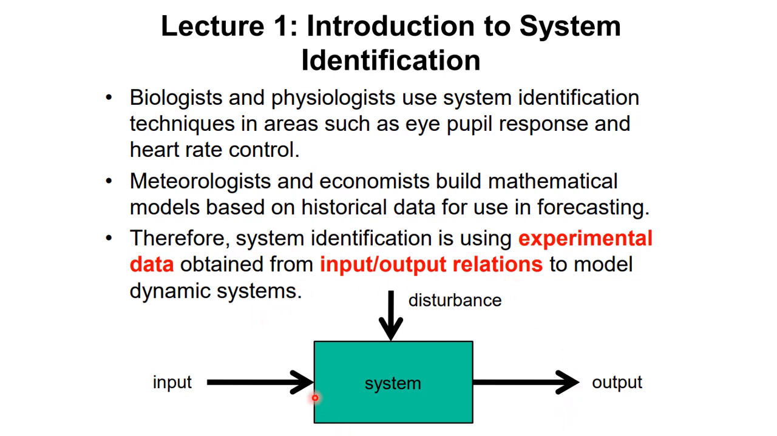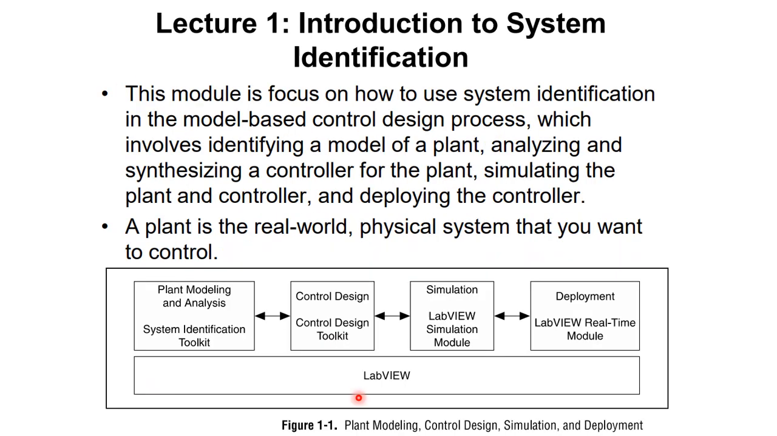So this is the basic diagram you have figured out before in Control 1, Control 2, and Advanced Controls, and now in system identification, the basics of control systems. Figure 1.1 focuses on how to use system identification in the model-based control design process, which involves identifying the model of a plant, analyzing and synthesizing a controller for the plant, simulating the plant and the controller, and deploying the controller.